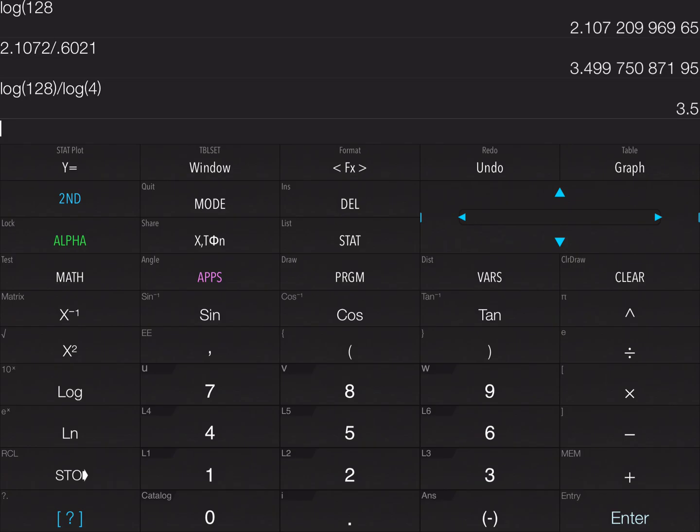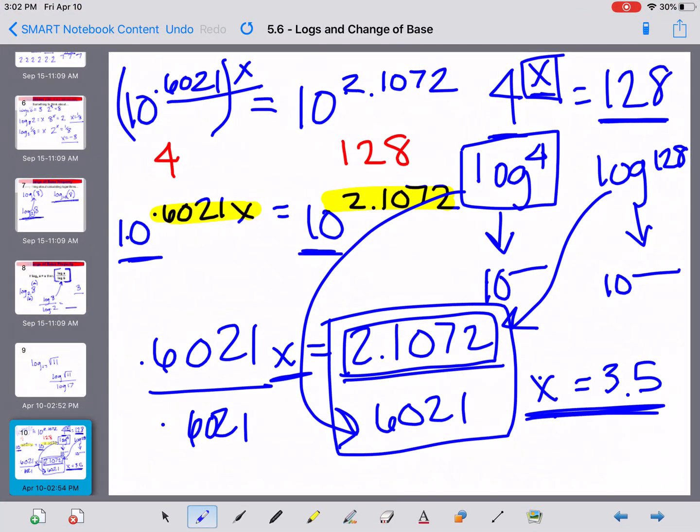Look at that. That's the basis for change of base, where instead of having to do all of this work, I can simply take my log of A, log of B, and I can get what I need.